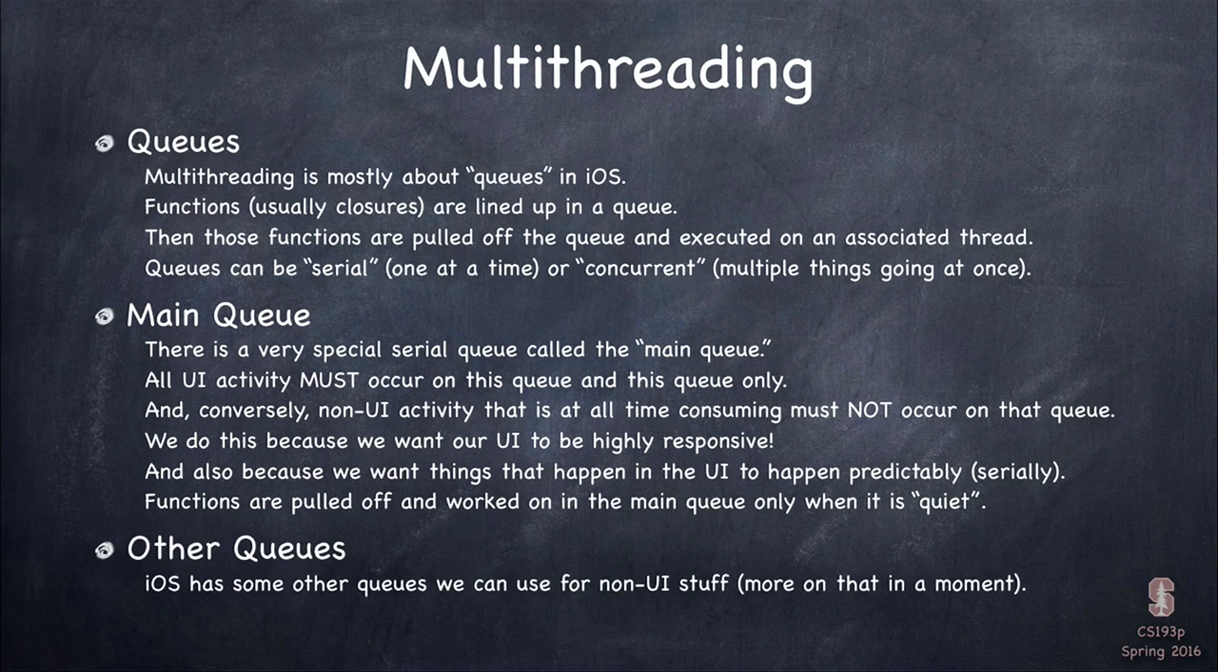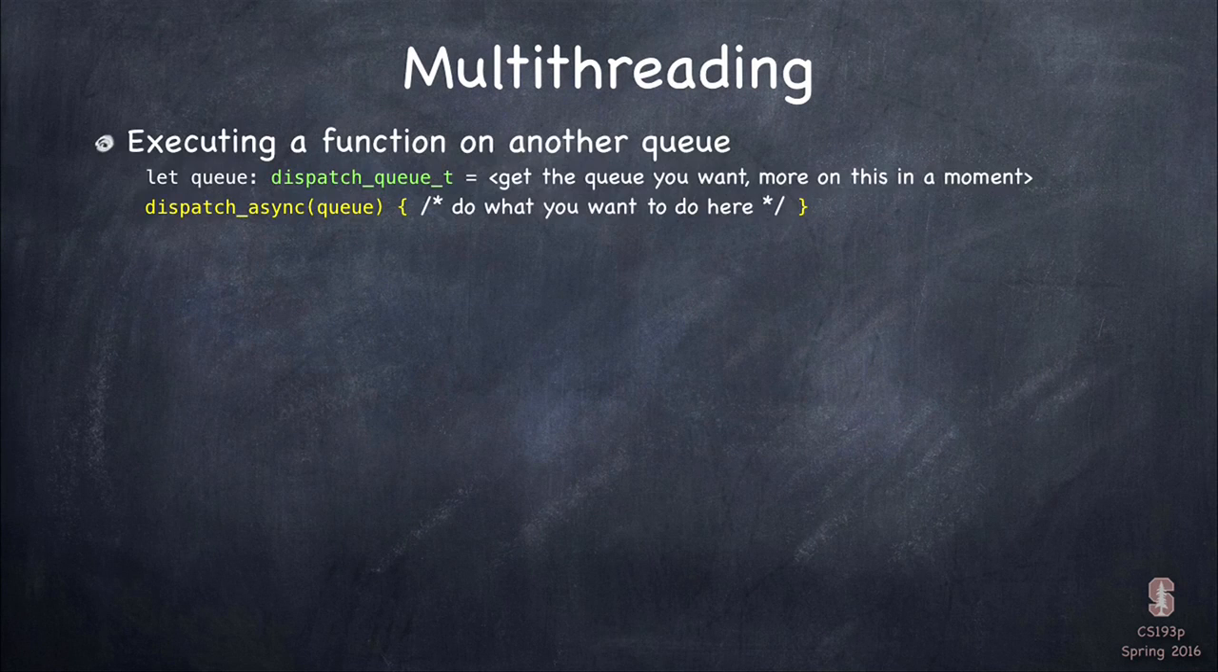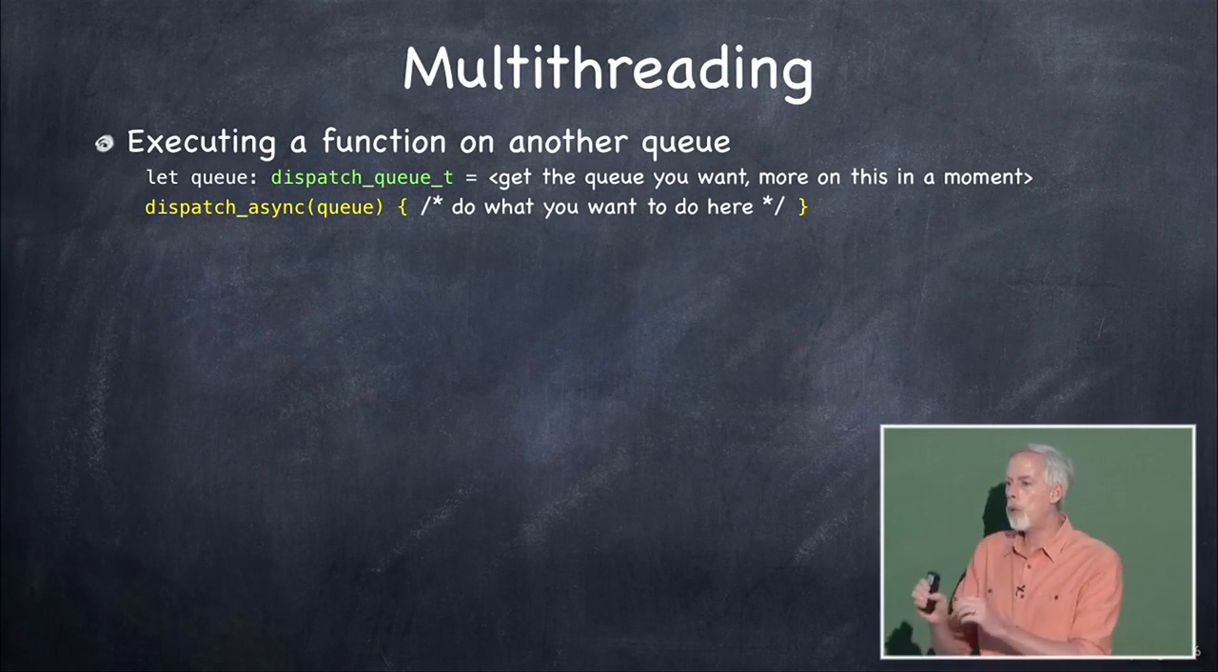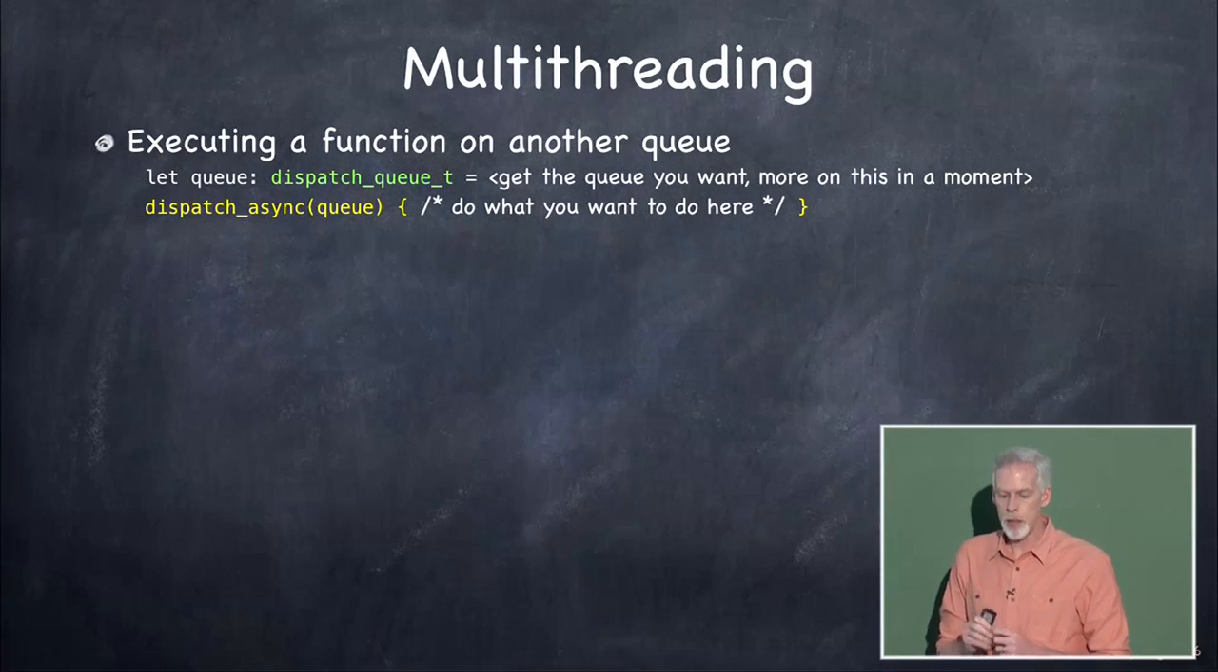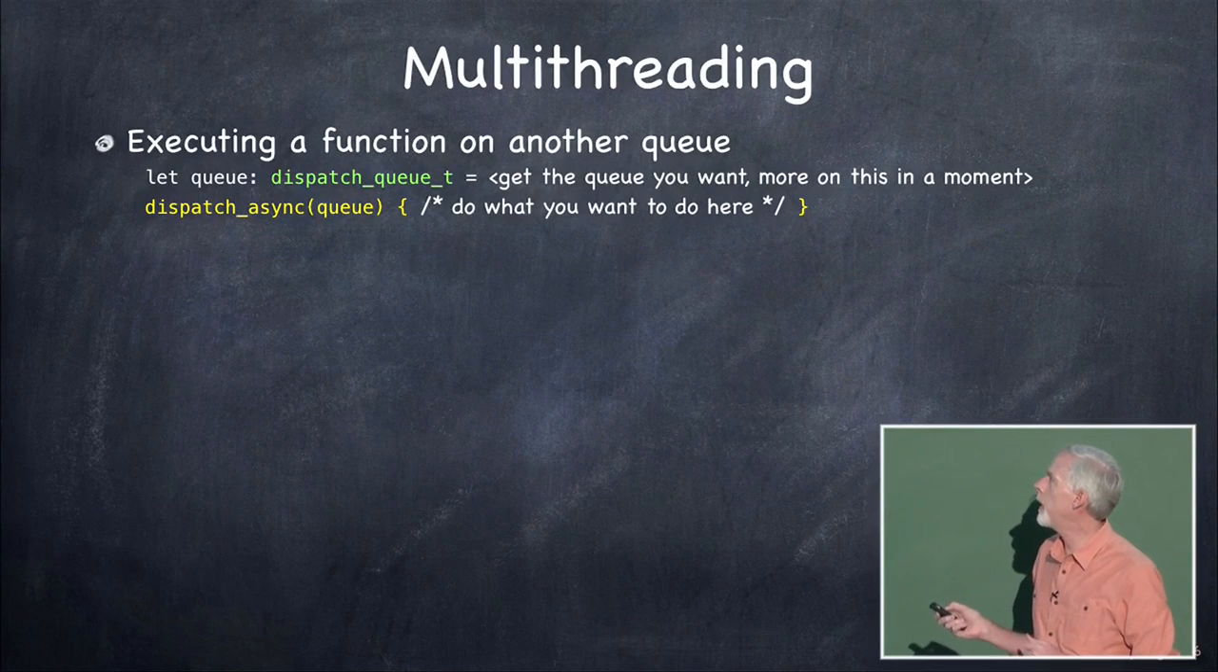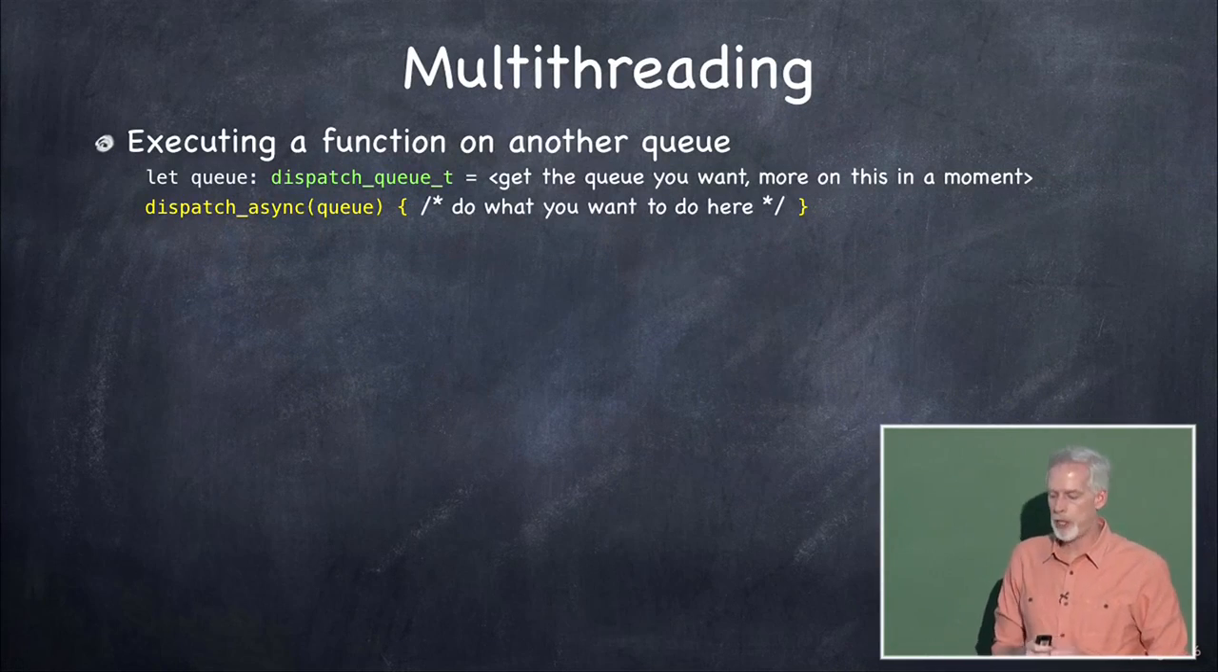What about other queues? In the next slide, I'm going to talk about 2 different kinds of other queues that you can use to run all your non-UI stuff. I'm not going to talk about that now, that'll be on the next slide. So on this slide, I'm going to talk a little bit about how we put something on a queue. And the main way we do it is with this function right here called dispatch async.